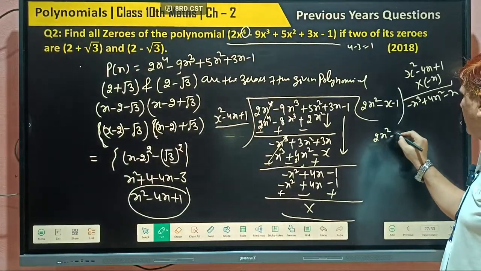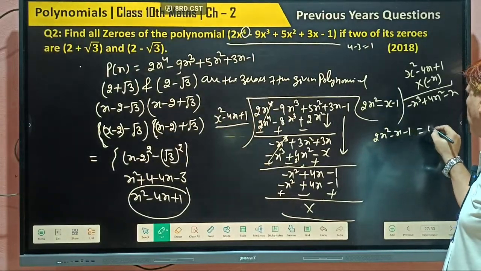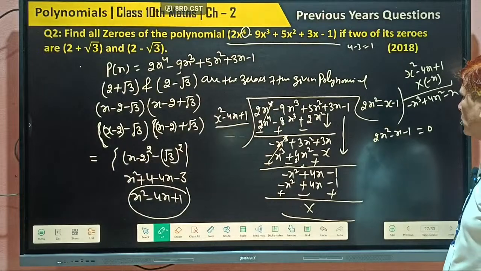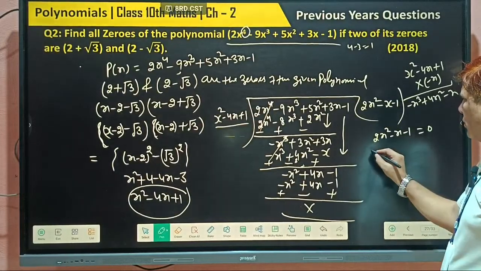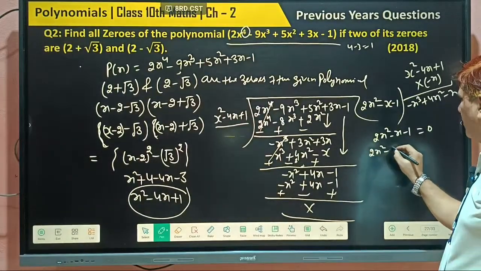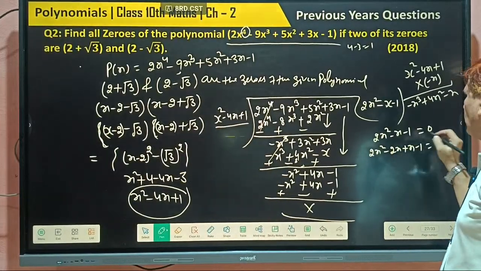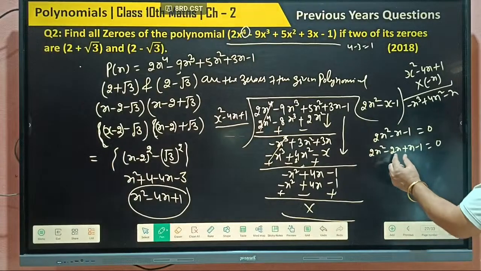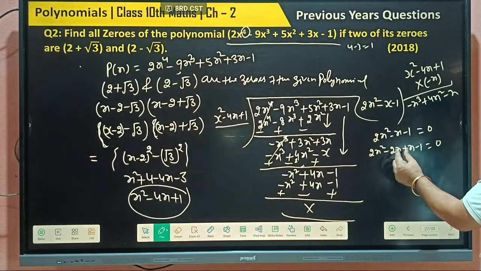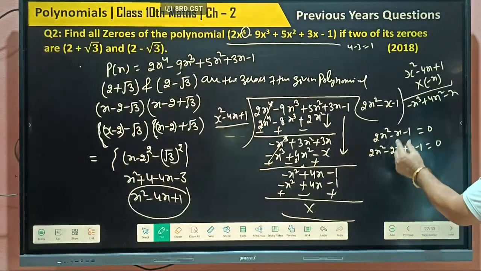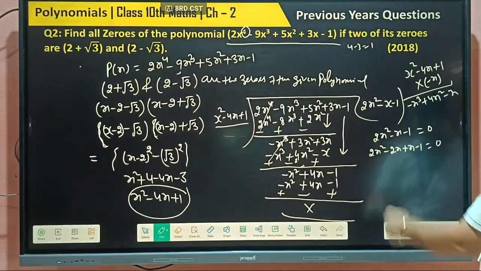2x square minus x minus 1, put this equal to 0. So how can you solve? This is 2x square minus 2x plus x minus 1 equal to 0, satisfying the condition. Step number 1: the sum of these two is equal to this, and what's the product? 2x minus 2x square. It's meaning right.